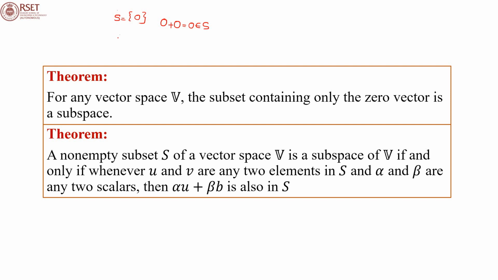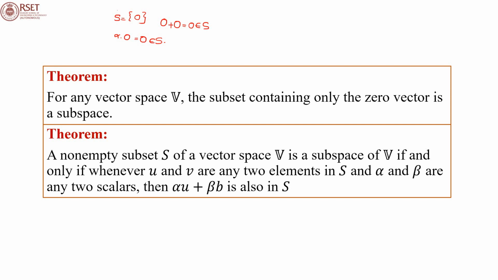And what is the second property? Alpha dot A. What is the only entry here? It is 0. Alpha dot 0 is equal to 0, again belongs to S. So this S actually satisfies all the properties of a subspace. So the set containing only the zero vector will form a subspace for any vector space V. For any vector space V, there will always be two subspaces. One is the zero subspace, which contains only the zero vector. The other is the vector space V itself. So for every vector space there exist two subspaces.